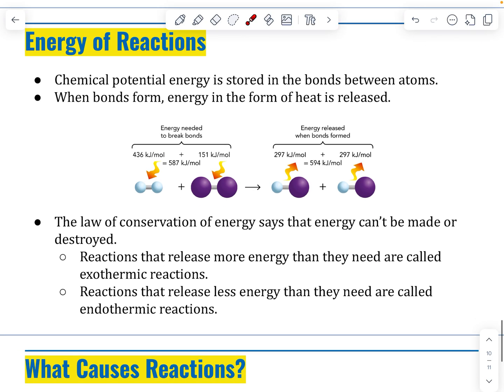All right, energy of chemical reactions. So how do chemical reactions occur and why? Chemical potential energy is stored in the bonds between atoms. So when bonds form, energy in the form of heat is released. Breaking bonds, energy is needed, and then that energy is released when bonds are formed. And so the law of the conservation of energy says that energy can't be made or destroyed. Reactions that release more energy than they need are called exothermic. Reactions that release less energy than they need are called endothermic. And we're going to talk more about this in our thermodynamics unit.